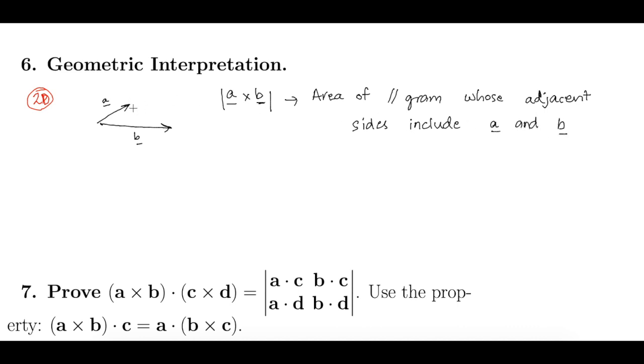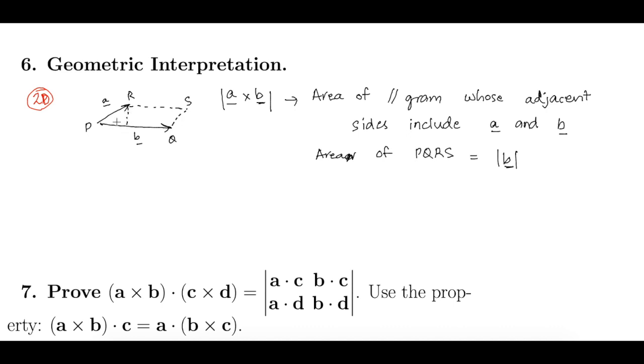Okay, what we mean is that if we do this, and say this is my P, this is my Q, this is my R, this is my S, we want to find the area. So what is the area of parallelogram PQRS? This is equal to the length of the base, which is the length of B, times the perpendicular height.